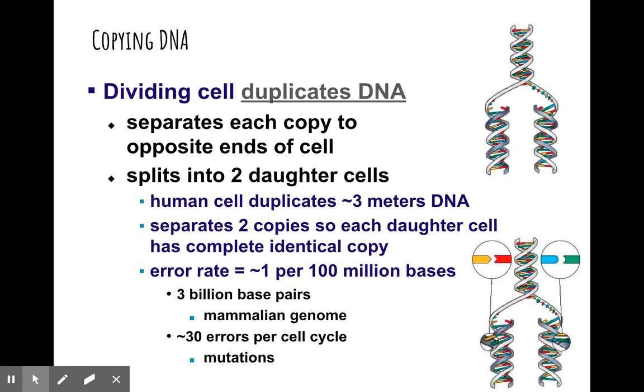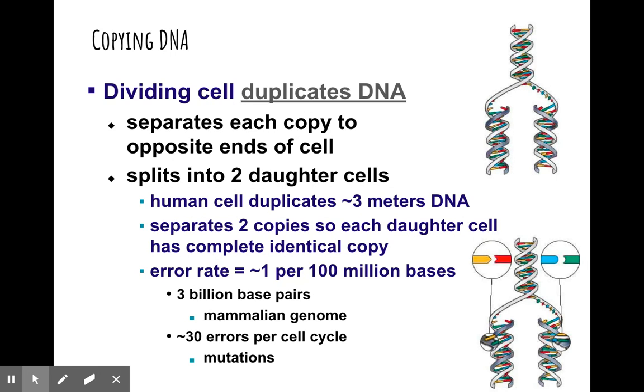When we are copying the DNA, we divide the DNA into two. So the dividing cell duplicates the DNA. It separates each copy to opposite ends of the cell. In essence, during the copying process, we split the DNA into two daughter cells. As a side note, a human cell duplicates around 3 meters of DNA, which is about 2 football fields. We separate the two copies so that each daughter cell has complete, identical copies.